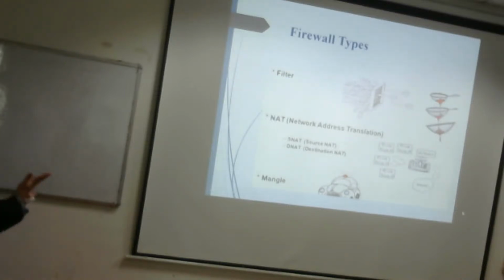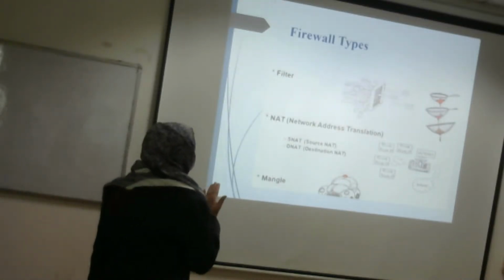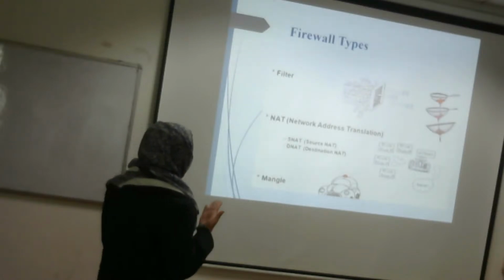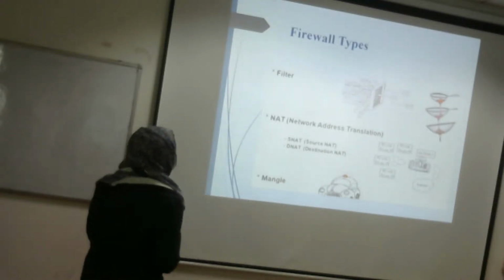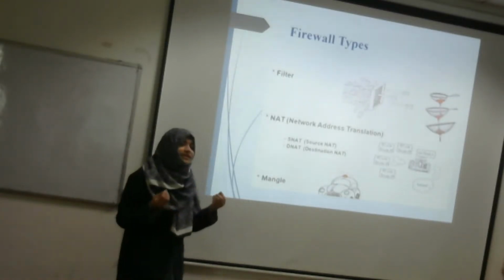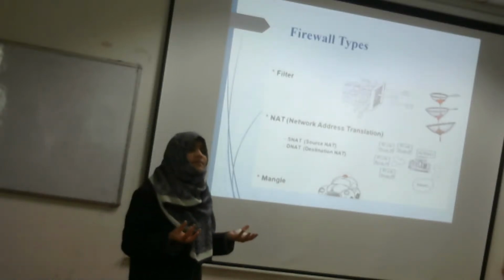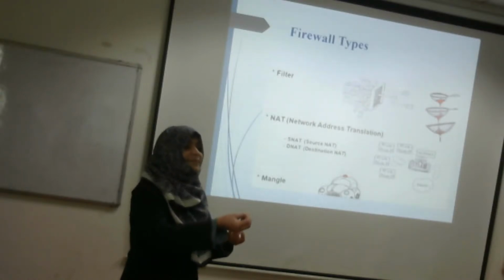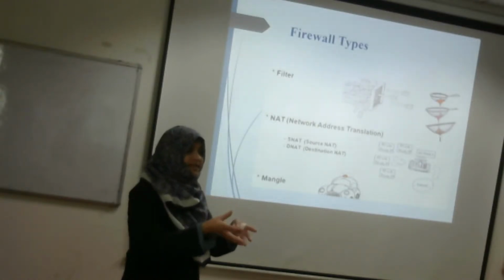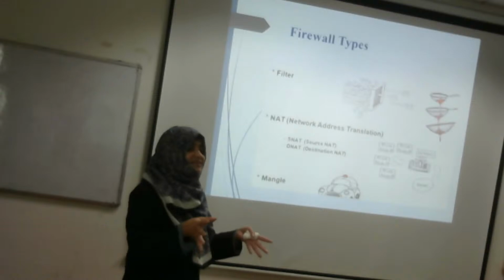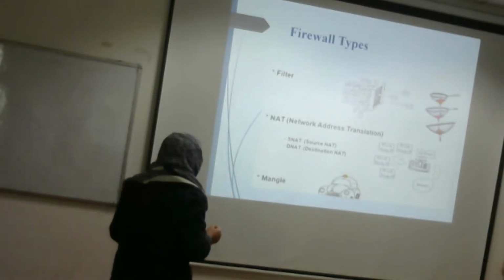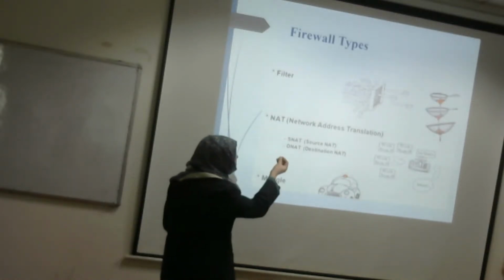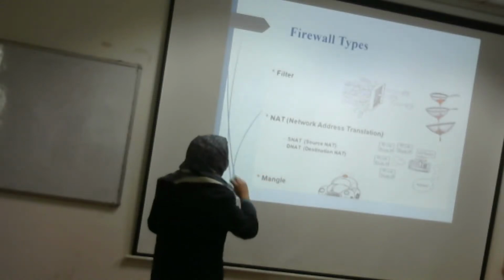So there are different types of firewall. Filter, NAT and Mangle. What will filter do? It actually filters like a strainer. Whenever we make tea, the tea bag is there on the strainer and the tea is being transmitted. So it acts like that. And 90% of the firewalls are filters.